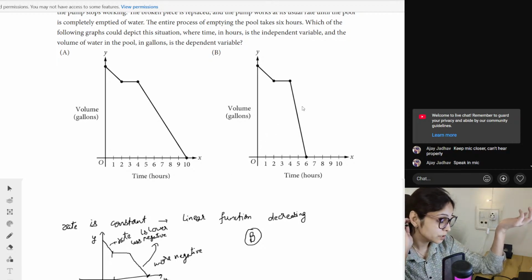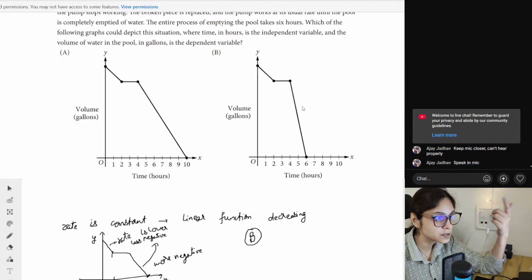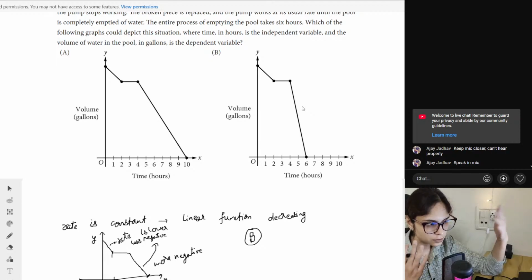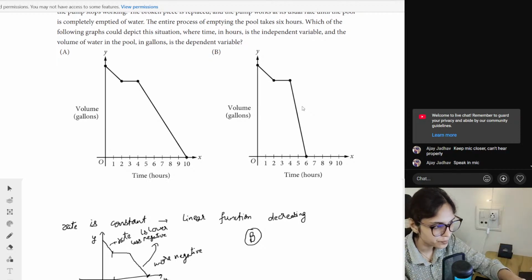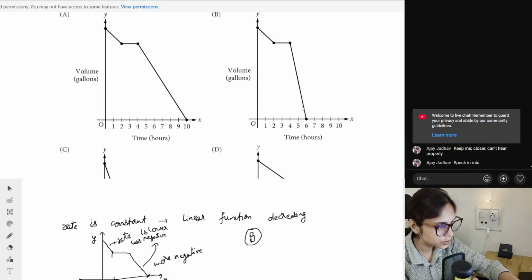Over this, you do not need any calculator. You just need to know that these are linear, because the rate is constant, so these are decreasing linear functions. And from 0 to 2, it is working slower. That means it will be able to take out less amount of water. And after that, it will be able to take more amount of water once the pipe is repaired. And it is working for 2 hours initially, and then it stops working.